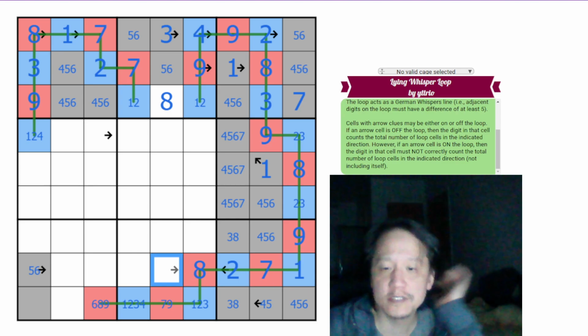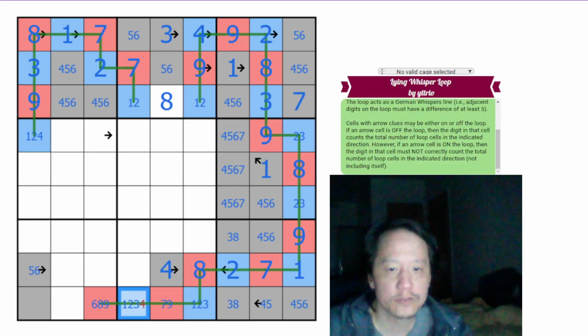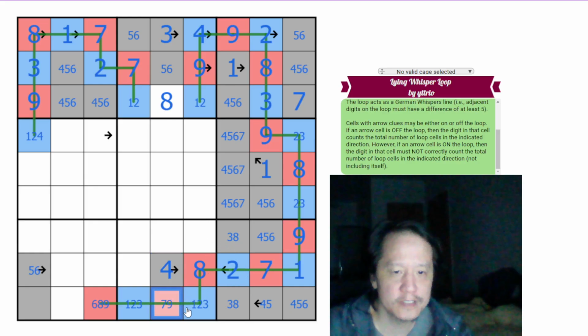Okay, so then this is not on the loop. So we know this is 4. So this can't be 4. Because it counts however many valids, so that's 4. This is 7 or 9. 1, 2, 3. It could go here. It could extend. Okay, this is not on the loop either.